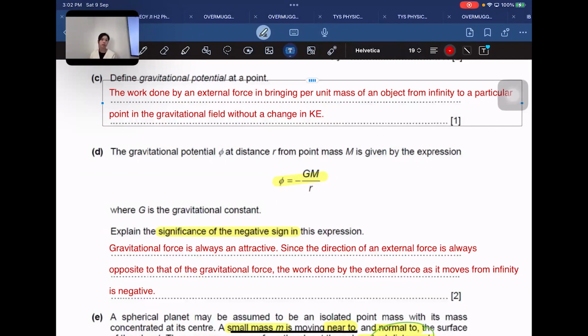So let's say I want to pull the object away from my body. But isn't the external force like bringing something from infinity to nearer to the planet? Yeah, but that means your displacement is in this direction. Correct? Because it's nearing the planet. But my external force is acting in this direction. So your external force is negative times the positive displacement. So the external force does negative work? Yeah. Okay, so it's the force that is negative, not the displacement.